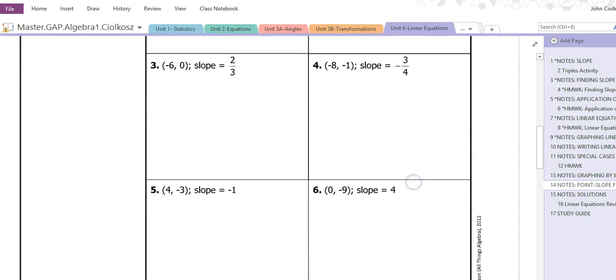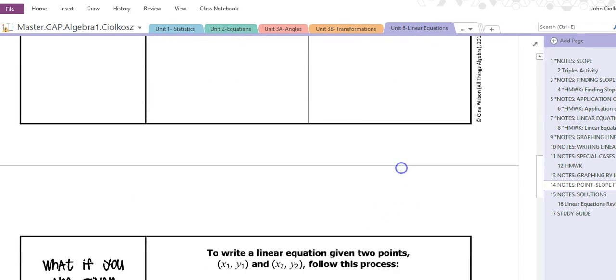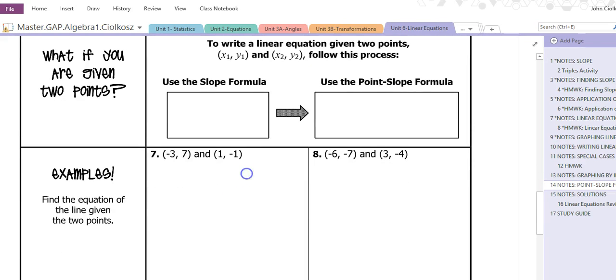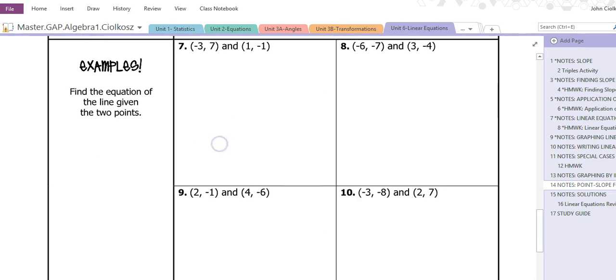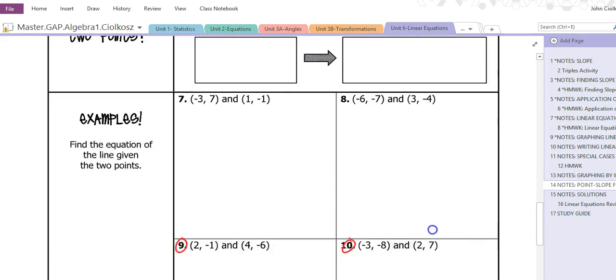Now I want you guys to do 3, 4, 5, and 6. So pause the video at this time and go ahead and work through those problems. It's doing the same thing as the first two examples we just did. Once you've completed that, we're going to move on down here. Again, we're just going to start with our y equals mx plus b. We'll do 2 together, and then 9, 10, 11, and 12 will be left as practice.